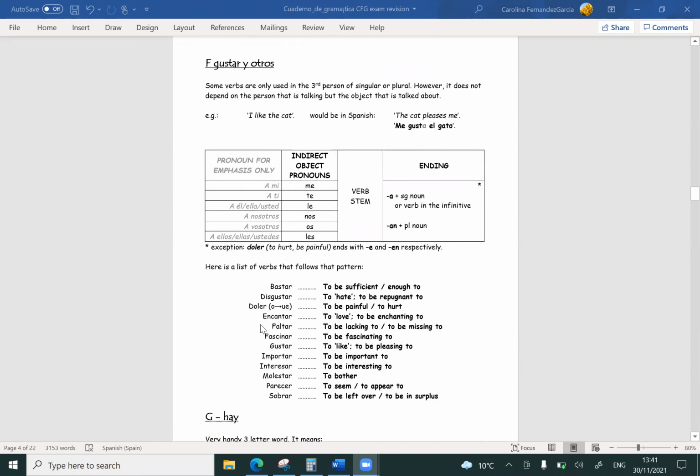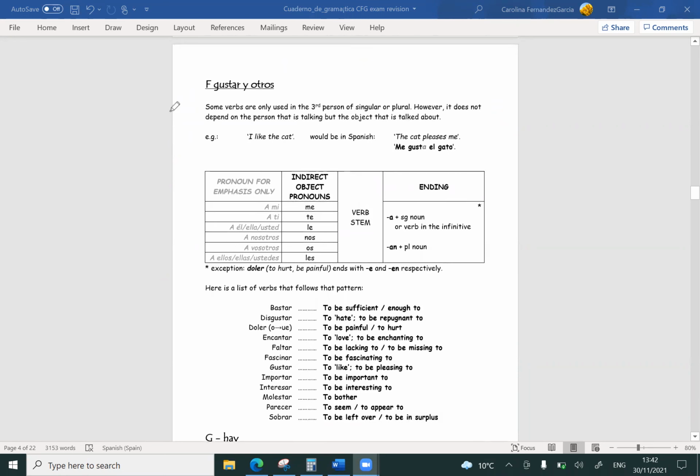Now, still in the present tense, we have verbs of opinion. The verb gustar. These verbs are special because they are only used in the third person singular or plural. Here, the most important thing is the object that I'm talking about, not the person. Look at the example. It's like the emphasis goes on the cat. I like the cat. The emphasis doesn't go on me, it goes on the cat.